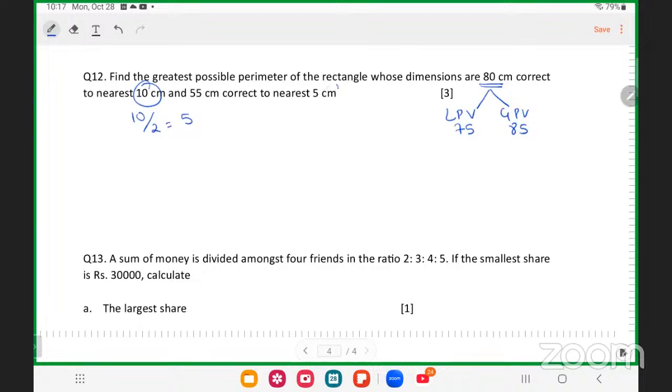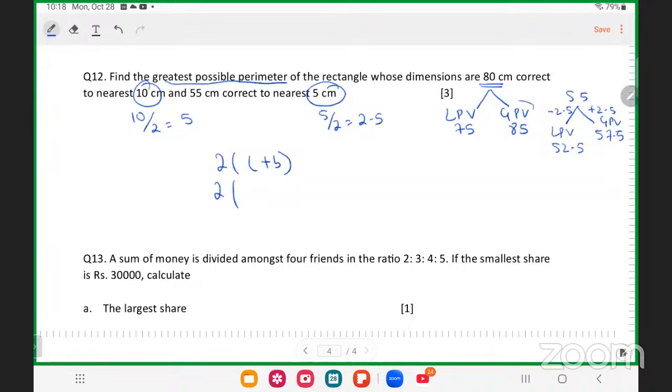55 centimeter correct to nearest 5 centimeters. 5 divided by 2 is 2.5. So for 55, least possible value is 55 minus 2.5, which is 52.5. Greatest possible value is 55 plus 2.5, which is 57.5. We need to find the greatest possible perimeter, which is twice length plus breadth.